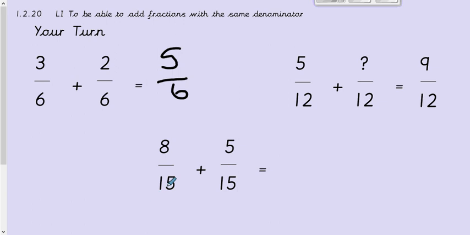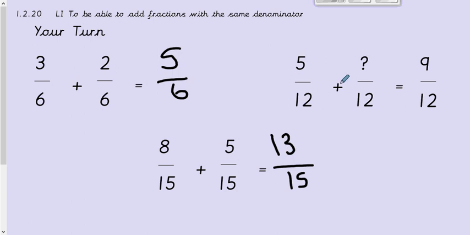This one, we have 8 fifteenths, add 5 fifteenths. So 15 add 15. They are the same denominator. So therefore, our denominator for our answer is going to be 15. And then we have 8 add 5. We've got to add our numerators. So 8 in your head, 5 on your fingers. And that would be 9, 10, 11, 12, 13. So 13 fifteenths.